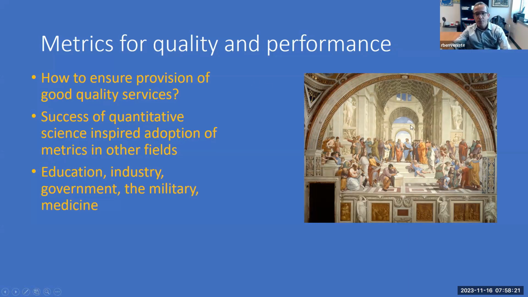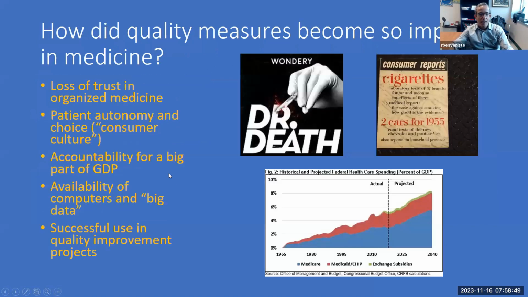So, first during the Enlightenment and then during the scientific and industrial revolutions, people started to realize that quantitative science first started to work for things like physics and astronomy, and then it was applied to other natural sciences, and then other fields, including education, industry, government, the military, and medicine. I showed some interesting slides on quality metrics in the military, which I've deleted, added to the end.